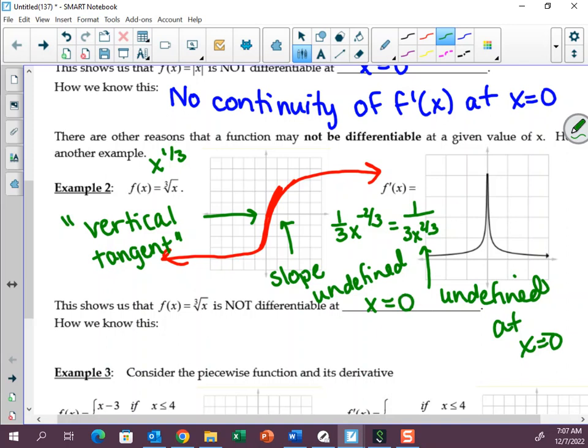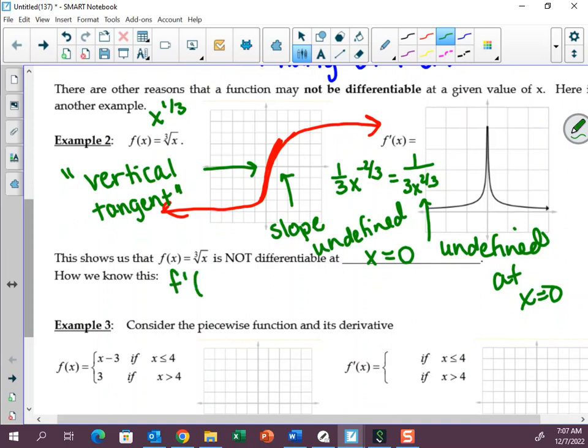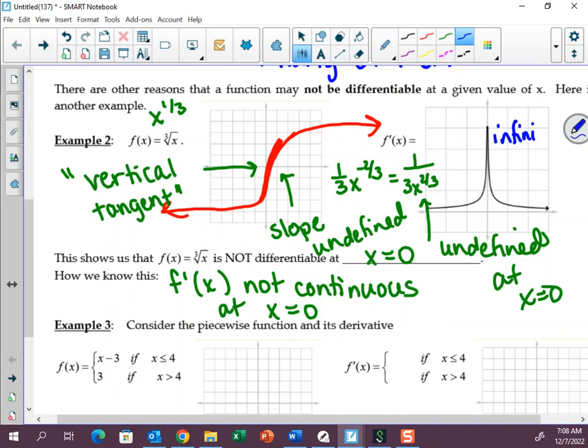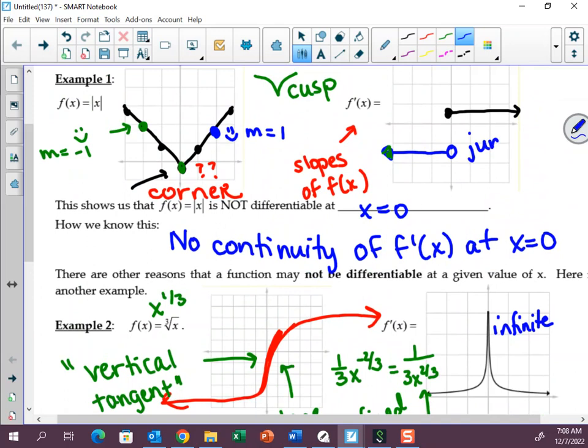That's not the only place we can have a derivative issue. But this time, we have a derivative issue again. F prime of x is not continuous at x equals 0. Not even defined at x equals 0, but more specifically, if you want to be more general, we're not continuous. Two different kinds of discontinuity. This is the infinite kind of discontinuity. This is your jump kind of discontinuity.